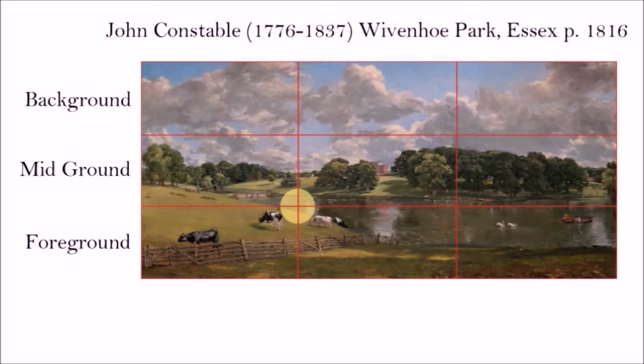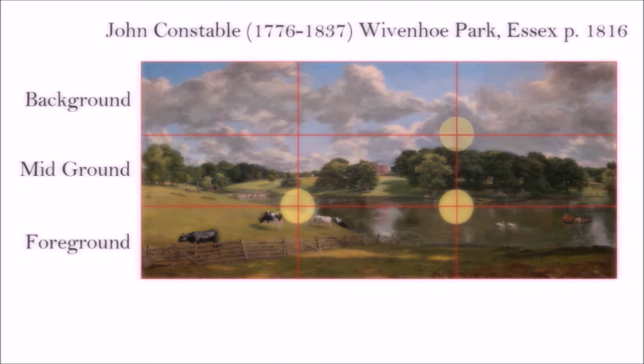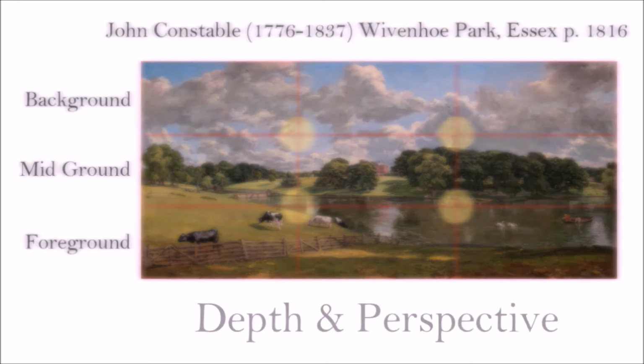Where the horizontal and vertical lines meet, we also have clusters of objects that are visually interesting, such as the cows or flock of birds. These elements combined means that Constable was able to paint a convincing depth of field and a sense of perspective.